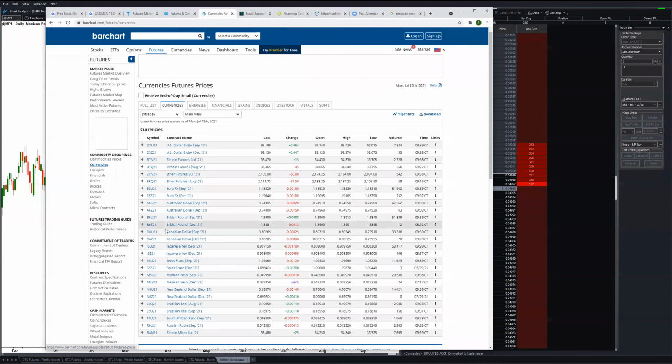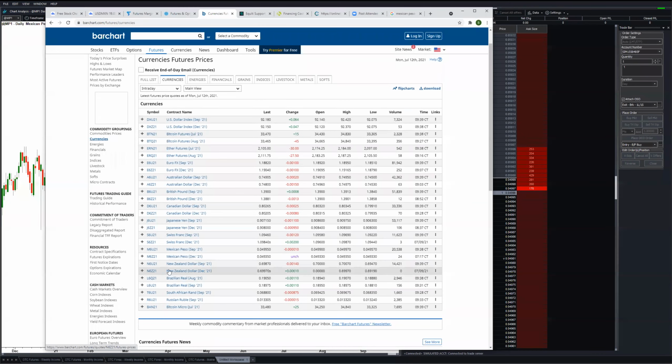Here are all the currencies listed that are being traded in the futures market. Here I have the Mexican peso. So I know the Mexican peso September contract, right? So it's the U contract. You see here, it's the U contract on the Mexican peso.